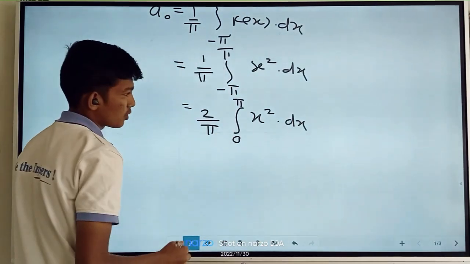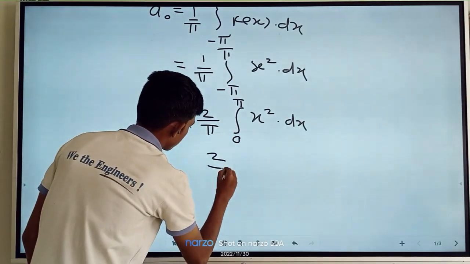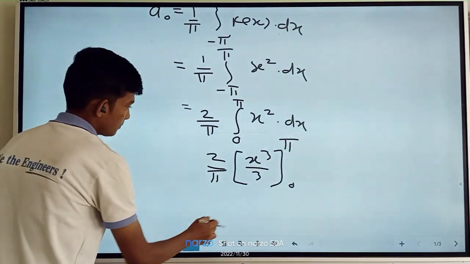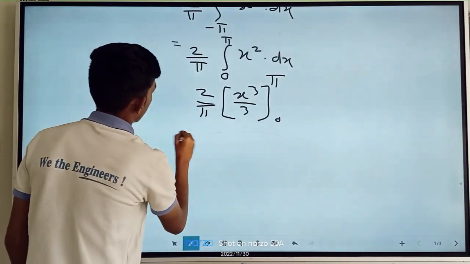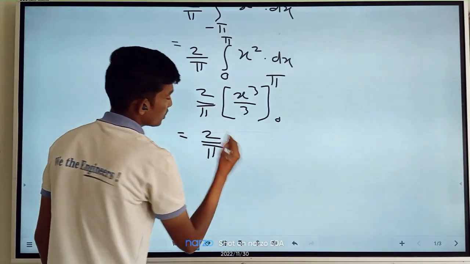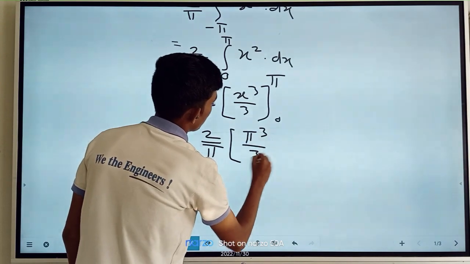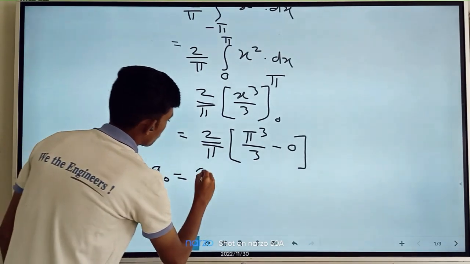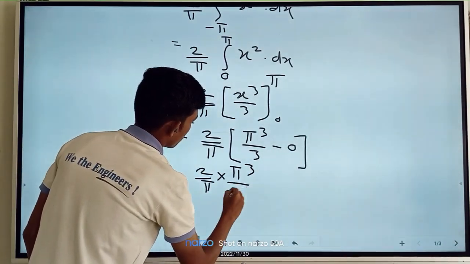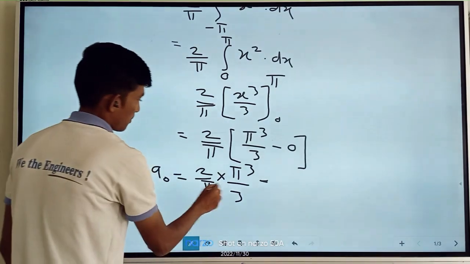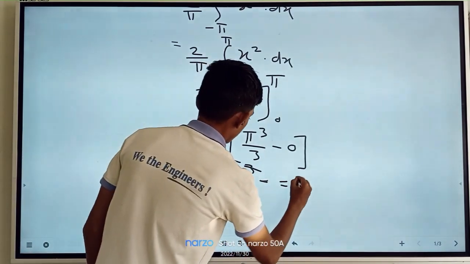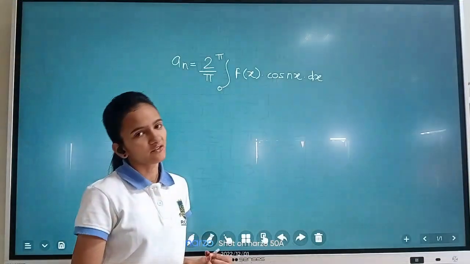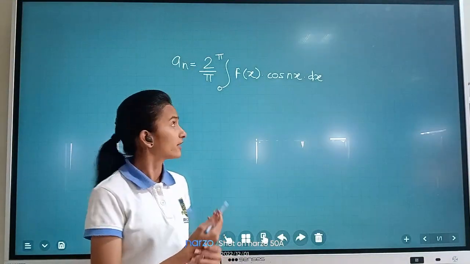The integration of x square is x cube upon 3, with limits varying from 0 to pi. Then we will put the limits: pi cube upon 3 minus 0. Then a naught will become 2 upon pi times pi cube upon 3. Pi will cancel, giving 2 pi square upon 3. Here we have got a naught. So previously we have found a naught, now we have to find an.